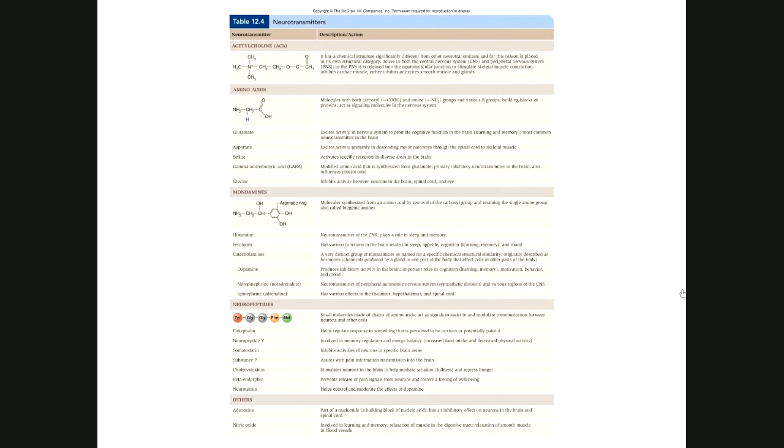When we look at some of the neuropeptides, so here are some of these neuropeptides. We've just got groups of amino acids linked together. I want you to know about substance P. Substance P is the one involved with pain.